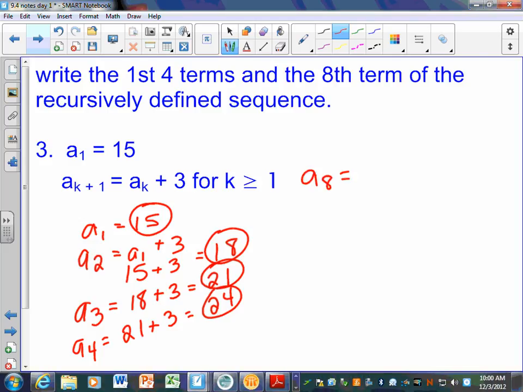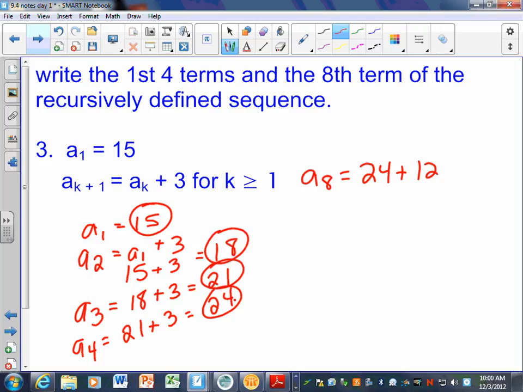Going to the 8th term, how many more times am I going to need to add 3? From a sub 4, to a sub 5 I would add 3, and then a sub 6 I would add 3, and then a sub 7 I would add 3, and then a sub 8 I would add 3. So could I take 24 and add 3 4 times? Does that make sense? Or add 12?